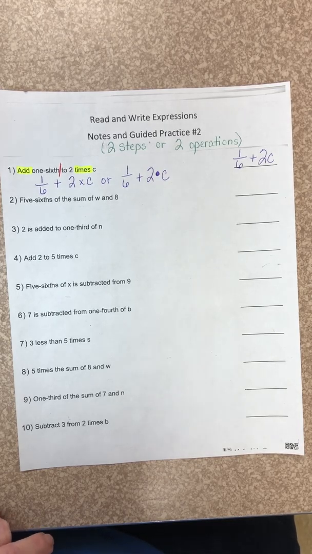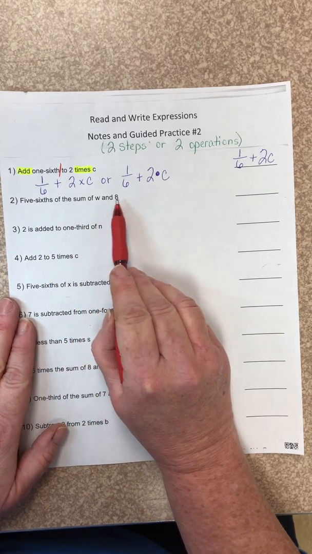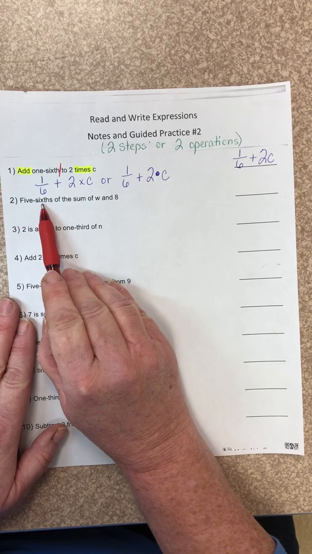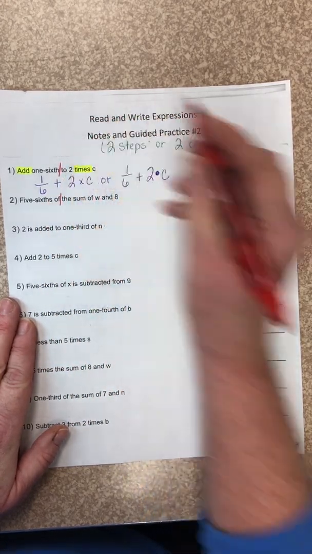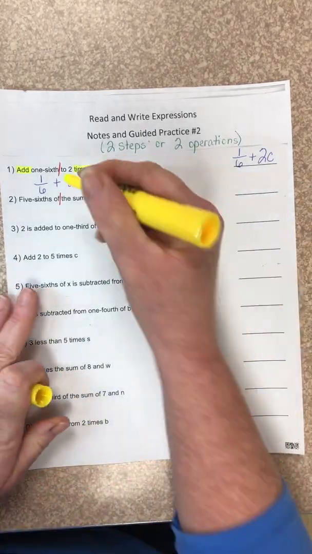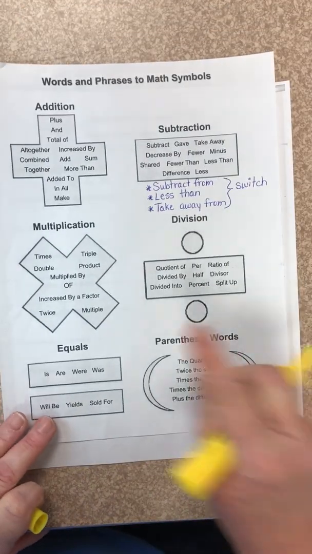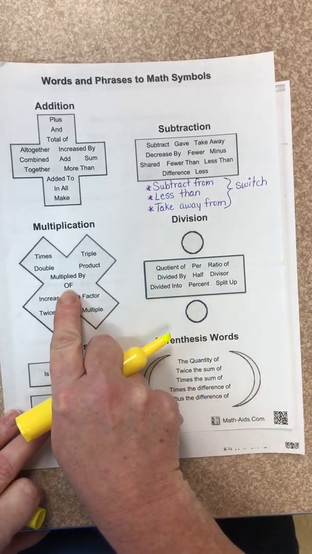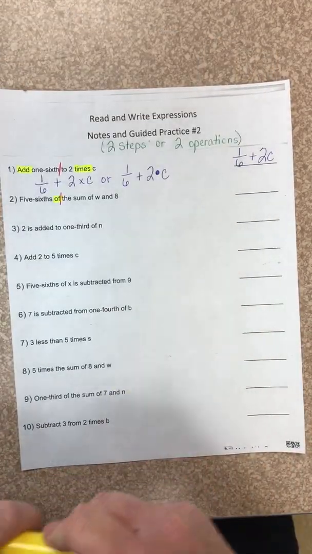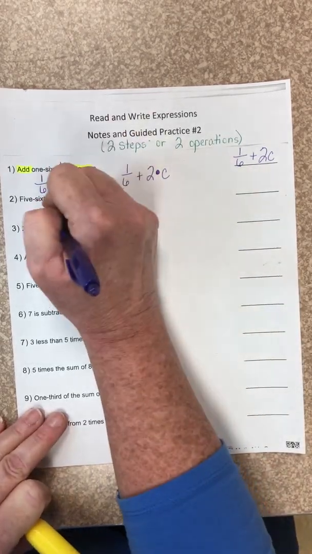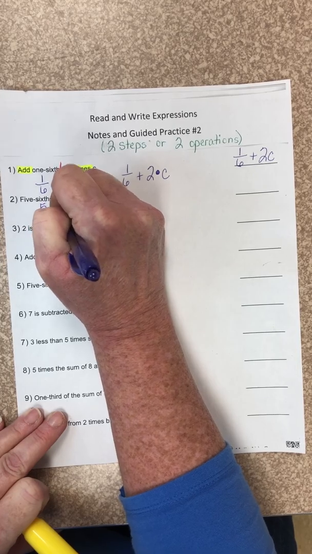Number 2, first let's divide it into halves. 5/6 of the sum of W and 8. 5/6 of. So I'm going to stop right there and put my little mark. The key word in this first half is of. If I look at my reference sheet, I see that of is a word that means multiplication. So that means we're going to multiply. First I'm going to write 5/6, that's a fraction, and we will be multiplying, so I'm going to put a little X to mean that.